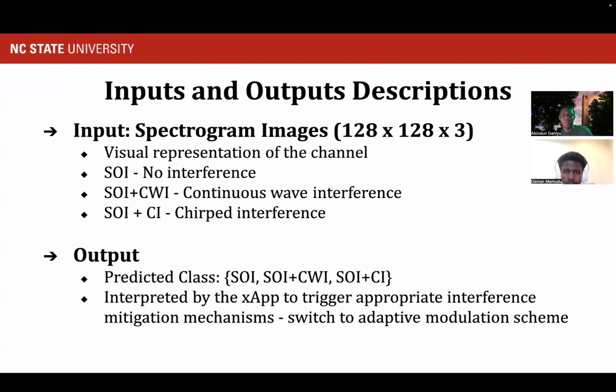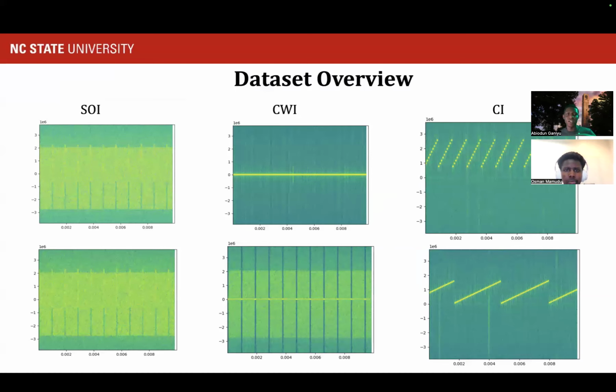The inputs to the machine learning model will be spectrogram images of 128 by 128 by 3, which represent the channel states, and there are three classes: when there's no interference, when there's continuous wave interference, and when there's chirp interference. The output will be one of these three classes, and the xApp is going to send a control to the RAN in order to mitigate these different types of interference. So for our data set, we have the SOI, the CWI, and the CI.